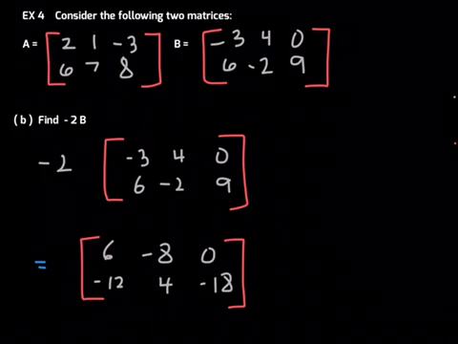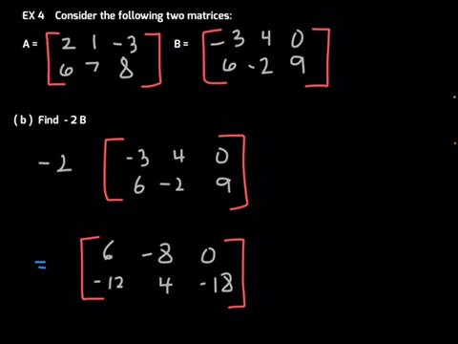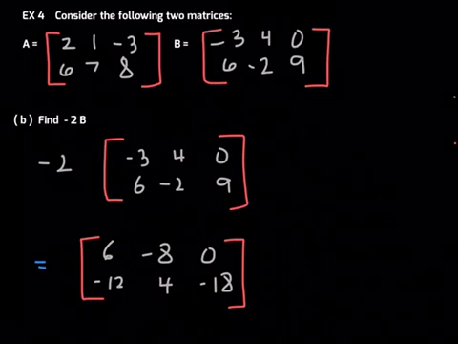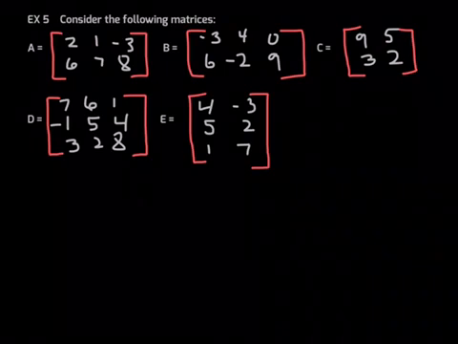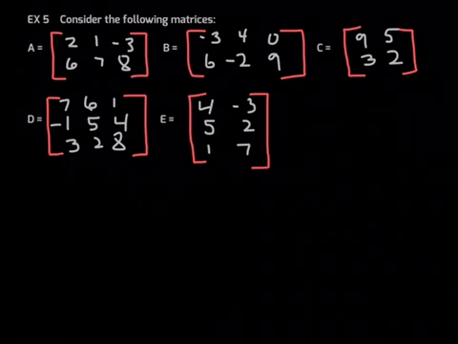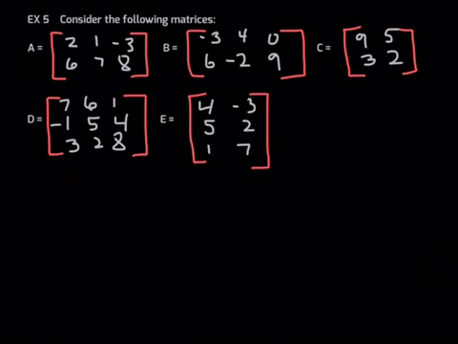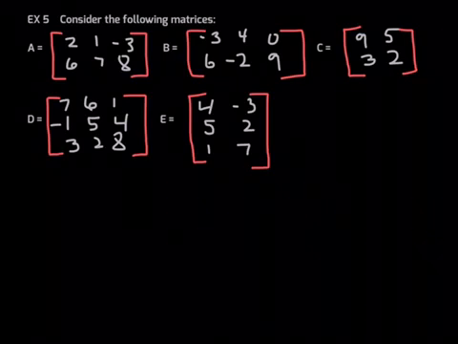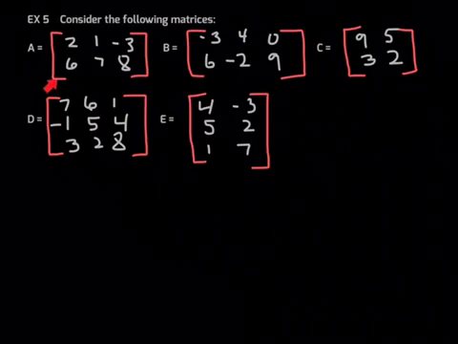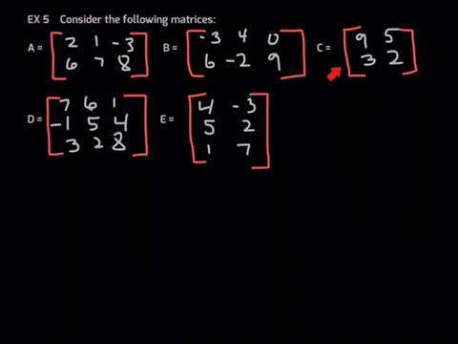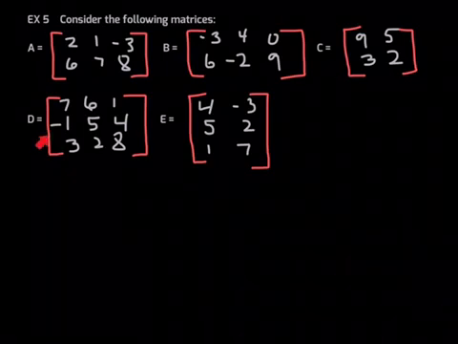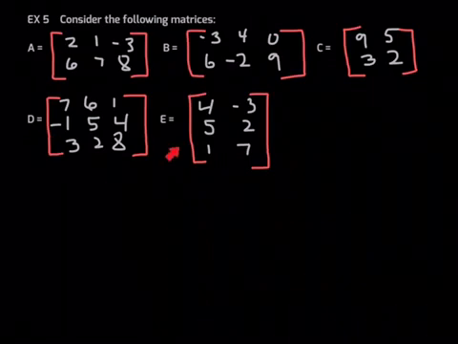All right, everybody, you know how to multiply a matrix by a scalar. Now let's look at another kind of matrix multiplication where we multiply a matrix by another matrix. All right, you guys, example 5, consider the following matrices. You got matrix A here, you got matrix B, C, D, and E. Notice the order of each of these matrices. Matrix A is a 2 by 3. Matrix B is a 2 by 3 as well. Matrix C is a 2 by 2. Matrix D is a 3 by 3. And matrix E is a 3 by 2.